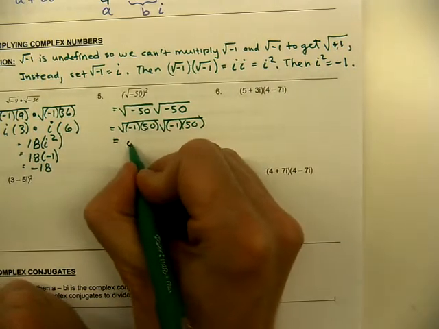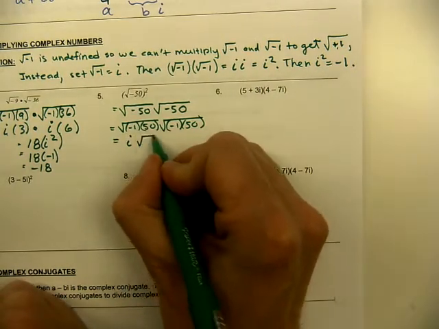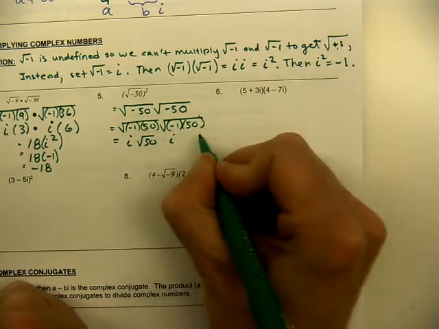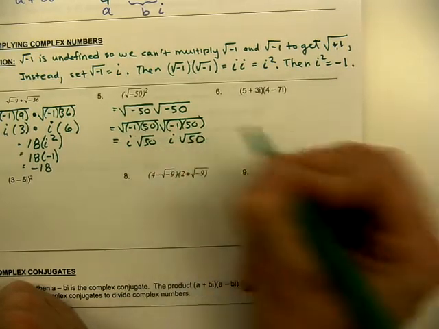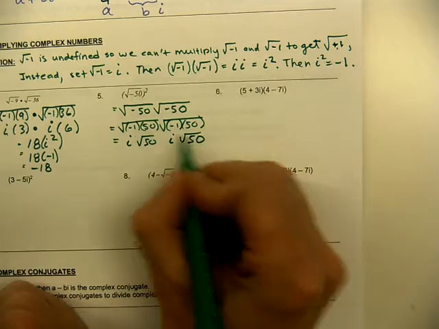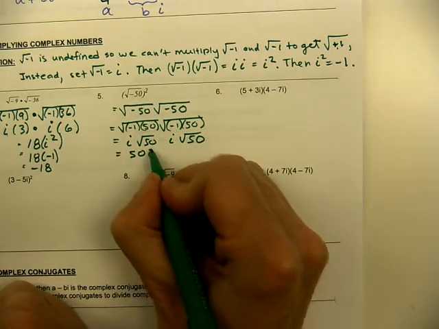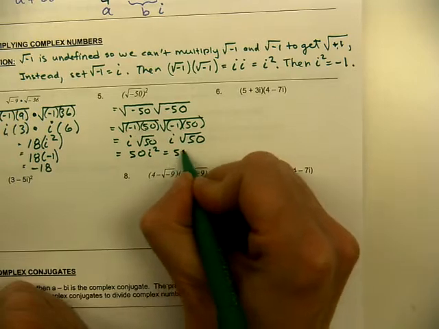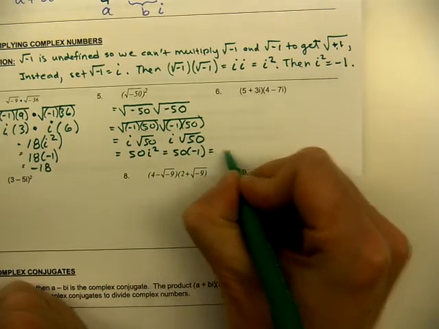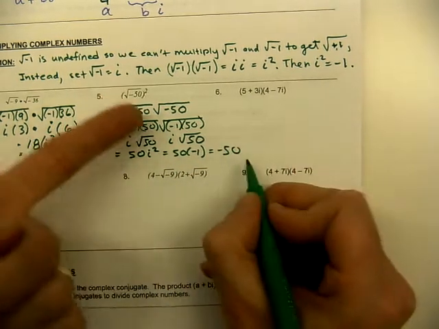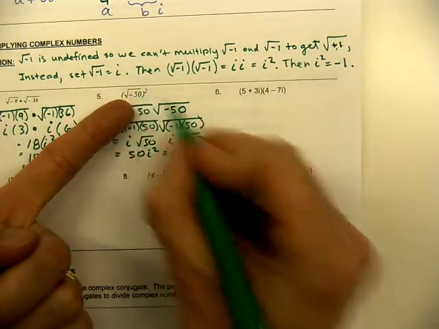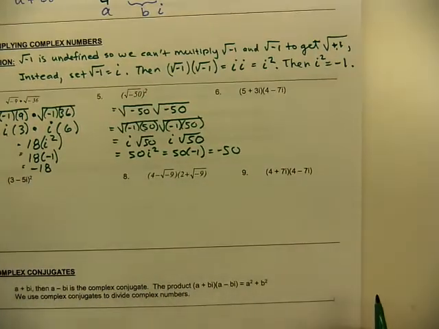Here I'm replacing that root -1 with the i. Root 50 times itself just gives you 50, and i times i is i squared. We replace that i squared with a -1. We're multiplying 50 times a -1. The answer is -50. So, yeah, check that out. The square root cancels out.